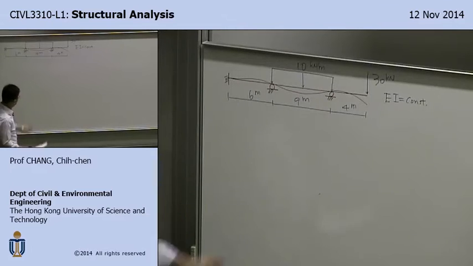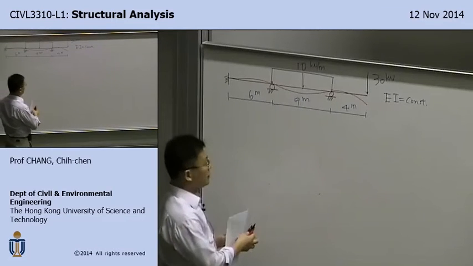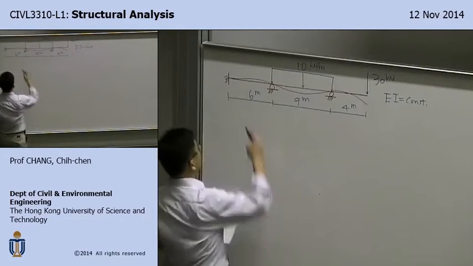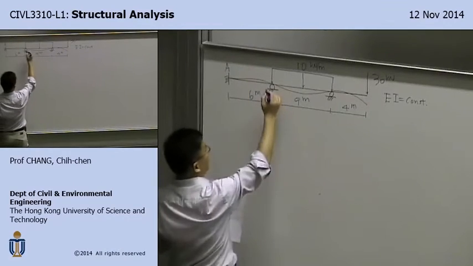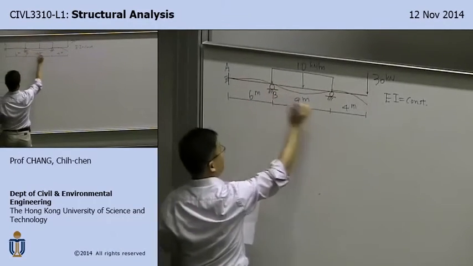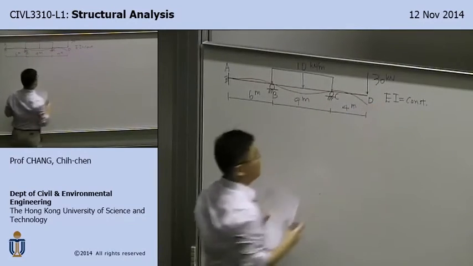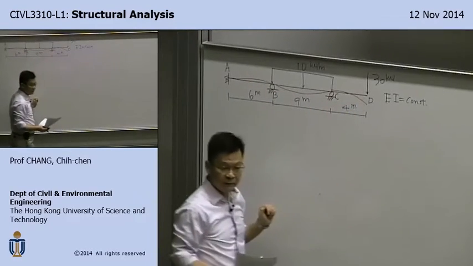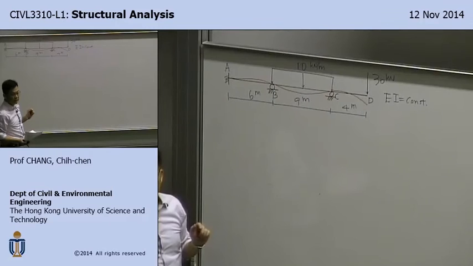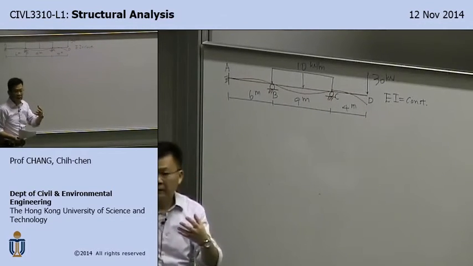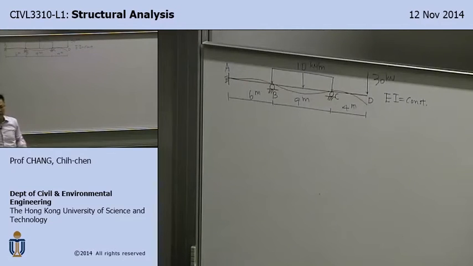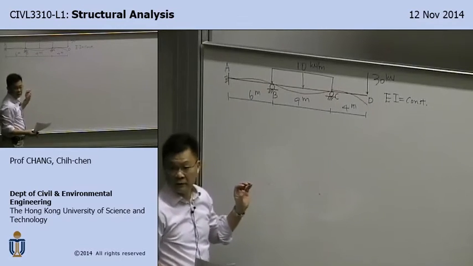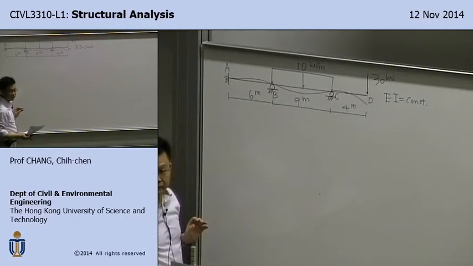But if I can come up with such a deformation shape, I can start to model my structure in the slope deflection way. So I call this A, B, C, and D, with the intention to model this using 1 element, 2 elements, and 3 elements. So imagine the degrees of freedom now. How many degrees of freedom are you going to have if you start to model your structure like that?